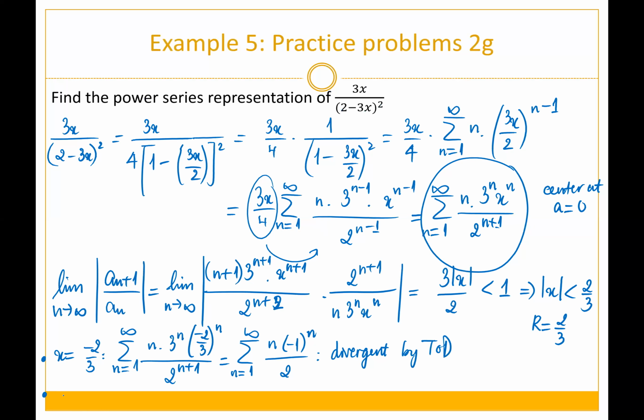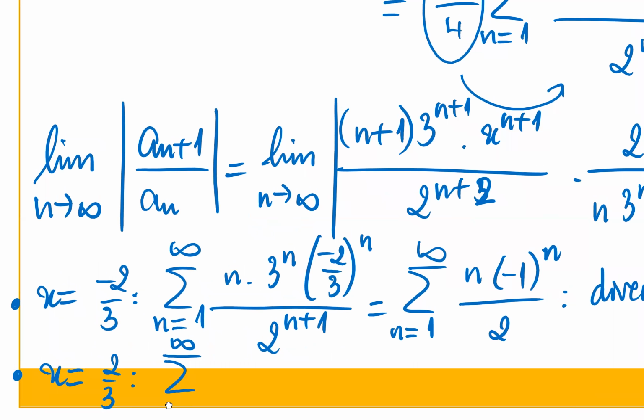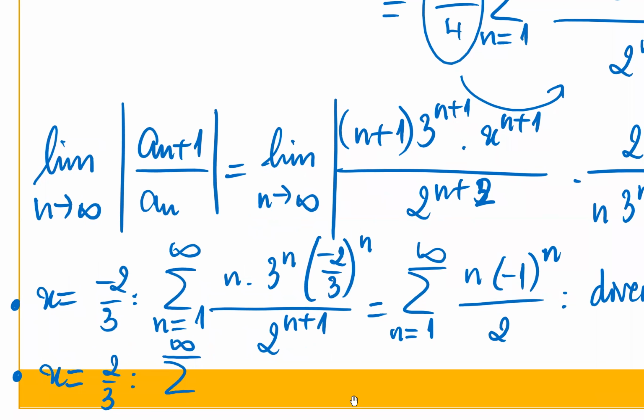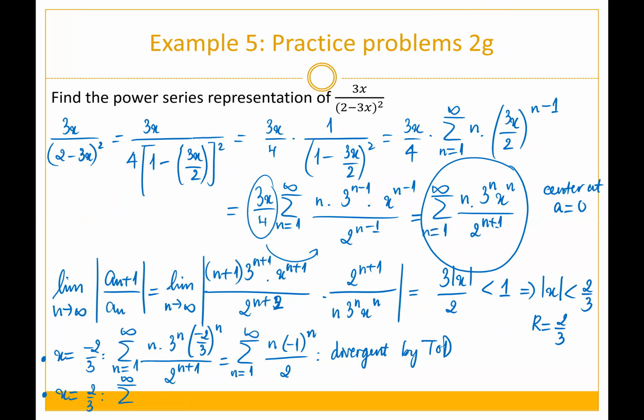And if you do the same thing for 2/3, you're going to have a similar series. I'll write it over here because it's 2 down in the bottom. It's going to be n over 2, and this is also divergent by the test for divergence. So our interval of convergence is just from -2/3 to 2/3.